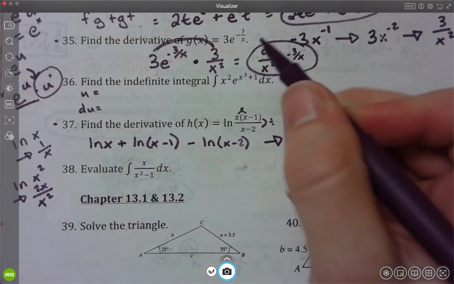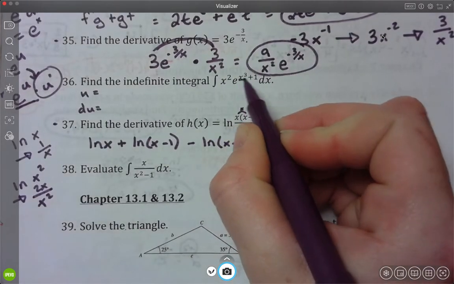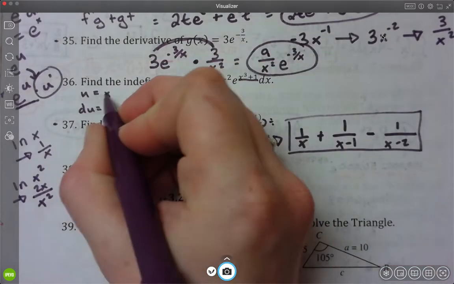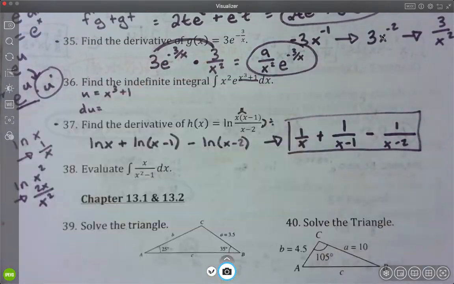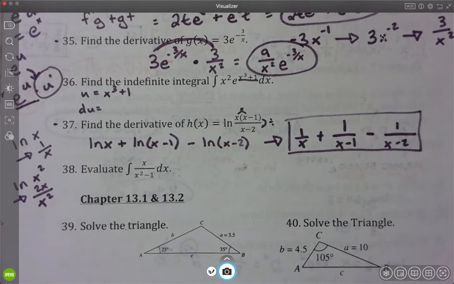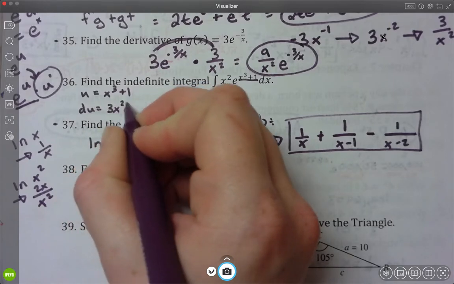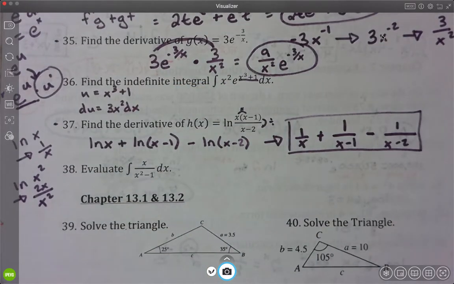So u is always going to be the exponent whenever you have an e in there. So x cubed plus 1. And then I need to find the derivative of that for my du. So 3x squared dx is what my du will be. Okay, and then I'm going to plug stuff back in.